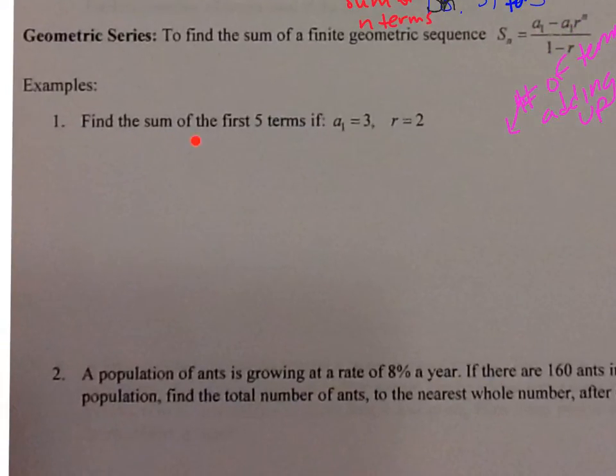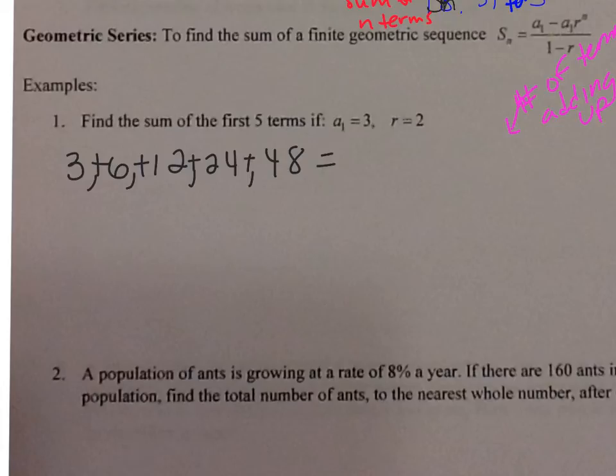It says, find the sum of the first 5 terms if A sub 1 is 3 and R, so it's common ratio, that's geometric, is 2. So could we do this? All right, the first term is 3. I'm going to multiply by 2 because that's my common ratio. So I multiply by 2, I get 6. And then the next number would be 12, and then 24, and then 48. Could I then add these up and get my answer? Of course we could add them up and get our answer. My answer is going to be 93.